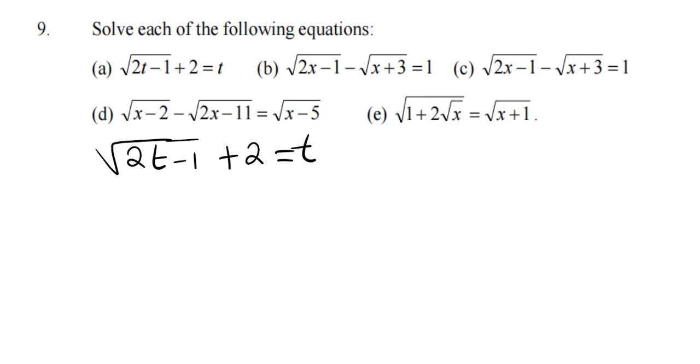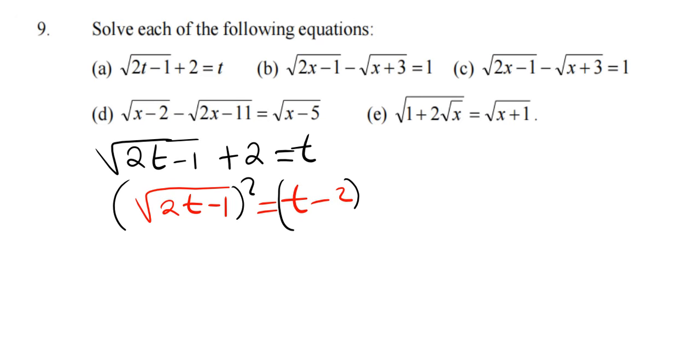Of course, you're supposed to isolate the root, but for you to be able to do that, square on both sides. But before you square on both sides, I prefer you first take the 2 to the other side, so that when you're cancelling the roots, it becomes very easy. So I'm going to have the square root of 2t minus 1 is equal to t minus 2. Okay, now that I've got this, I can now square on both sides. So this side I'm going to square, and also on the other side I'm going to square.